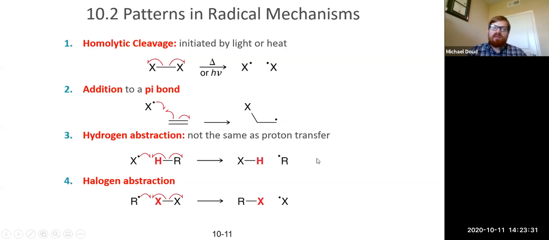In the same way, you can have halogen abstraction. It's the same thing. The only difference is you have a halogen rather than a hydrogen that's being transferred. So here we have a radical R that's forming a new bond from R to X. We take the single electron from R and we take one of the electrons from the XX bond. That forms our new RX bond. That's what we get over here. What's left over is the remaining electron in the XX covalent bond, which is left behind with the other X, leaving us again with a radical.